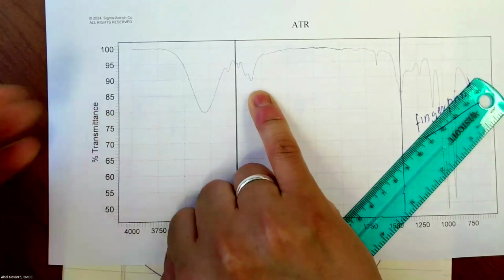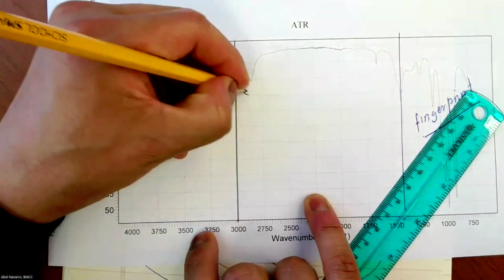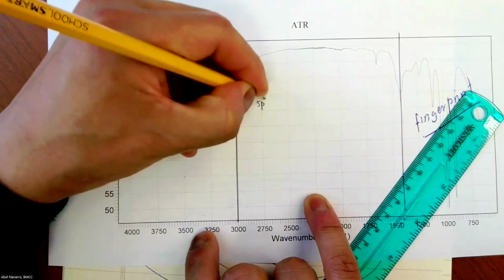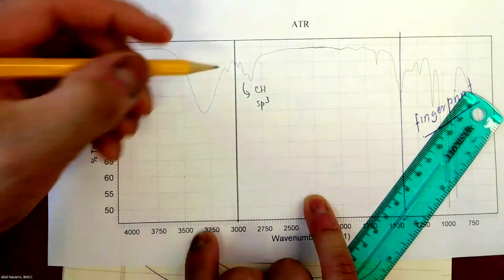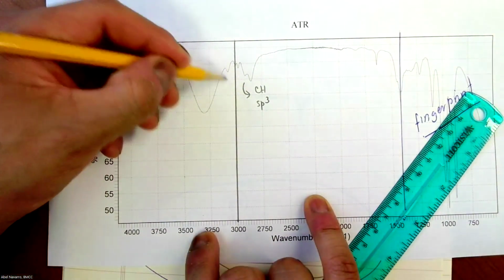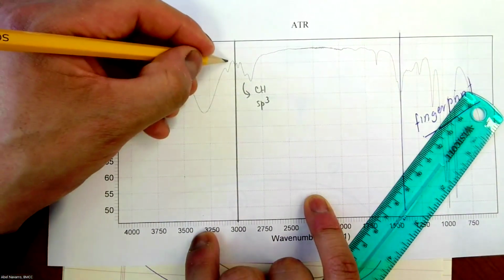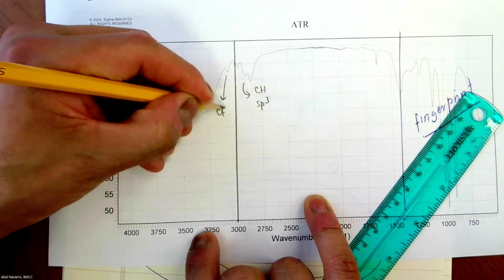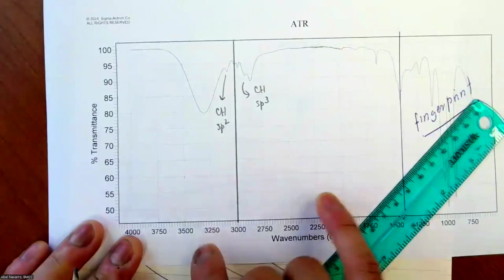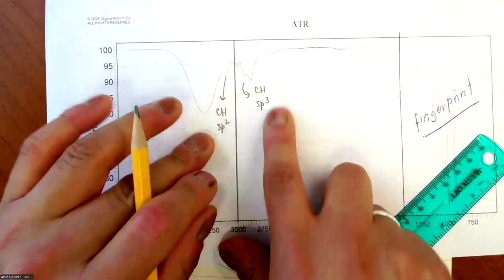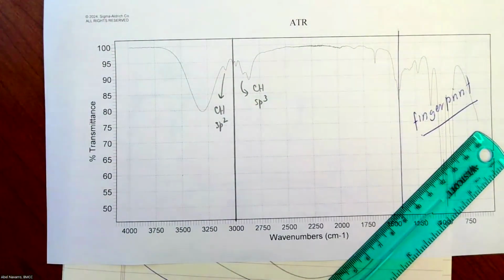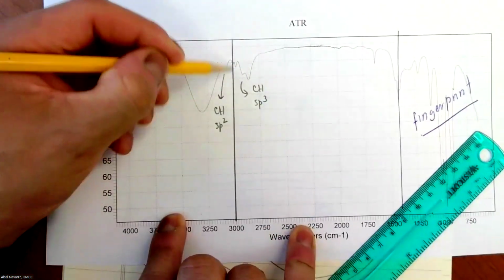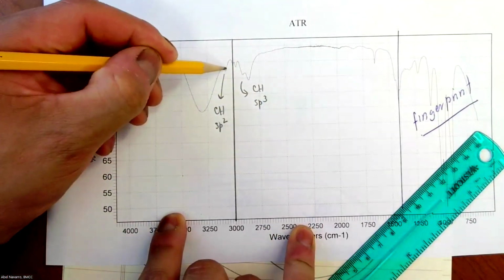Do I see peaks on the right below 3000? Yes, so you guys will call that CH sp3. Now, do you see peaks right above 3000? Yes, this one. That's a CH sp2. What am I doing right now? What I'm doing right now is called a peak assignment. Peak assignment means this peak is this, and this peak is that.